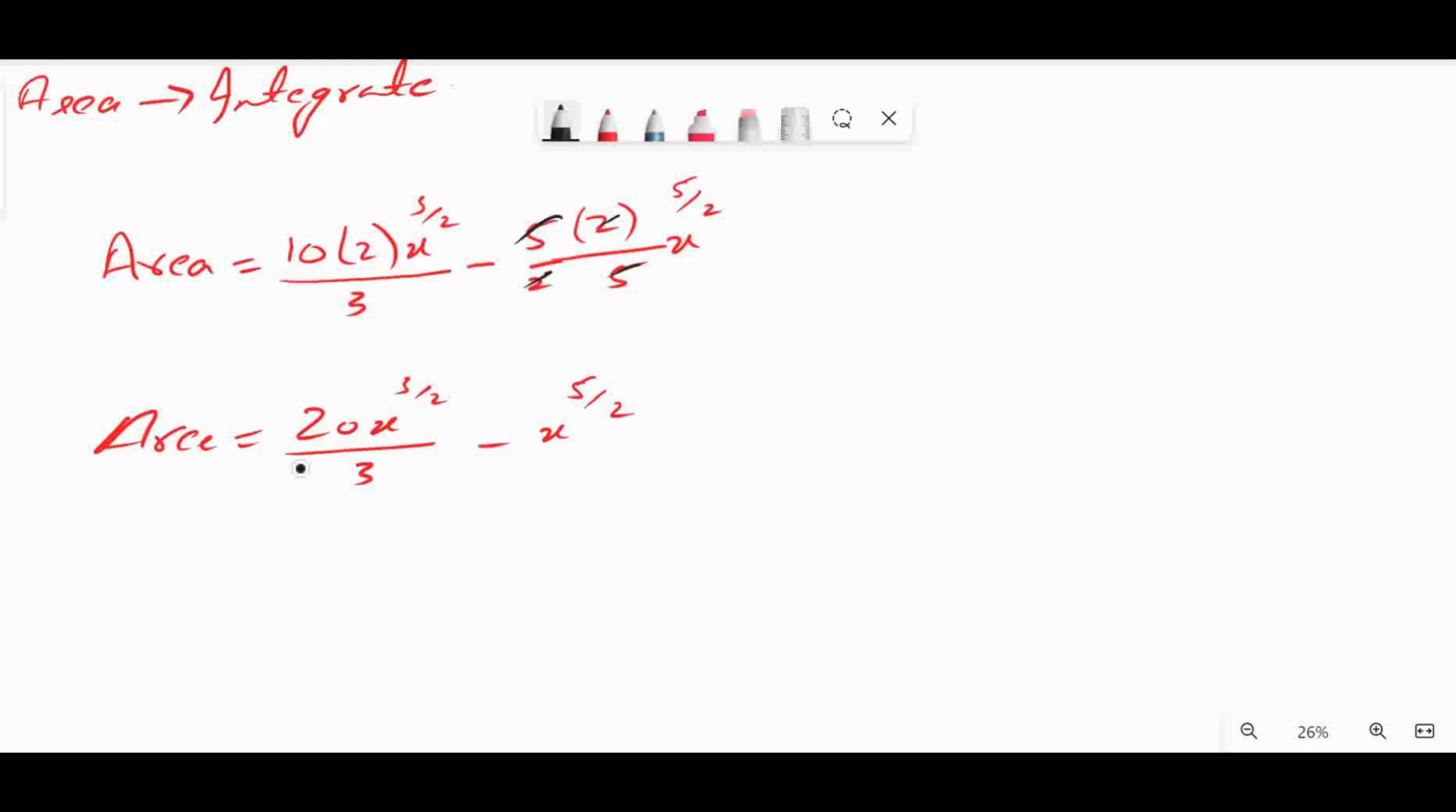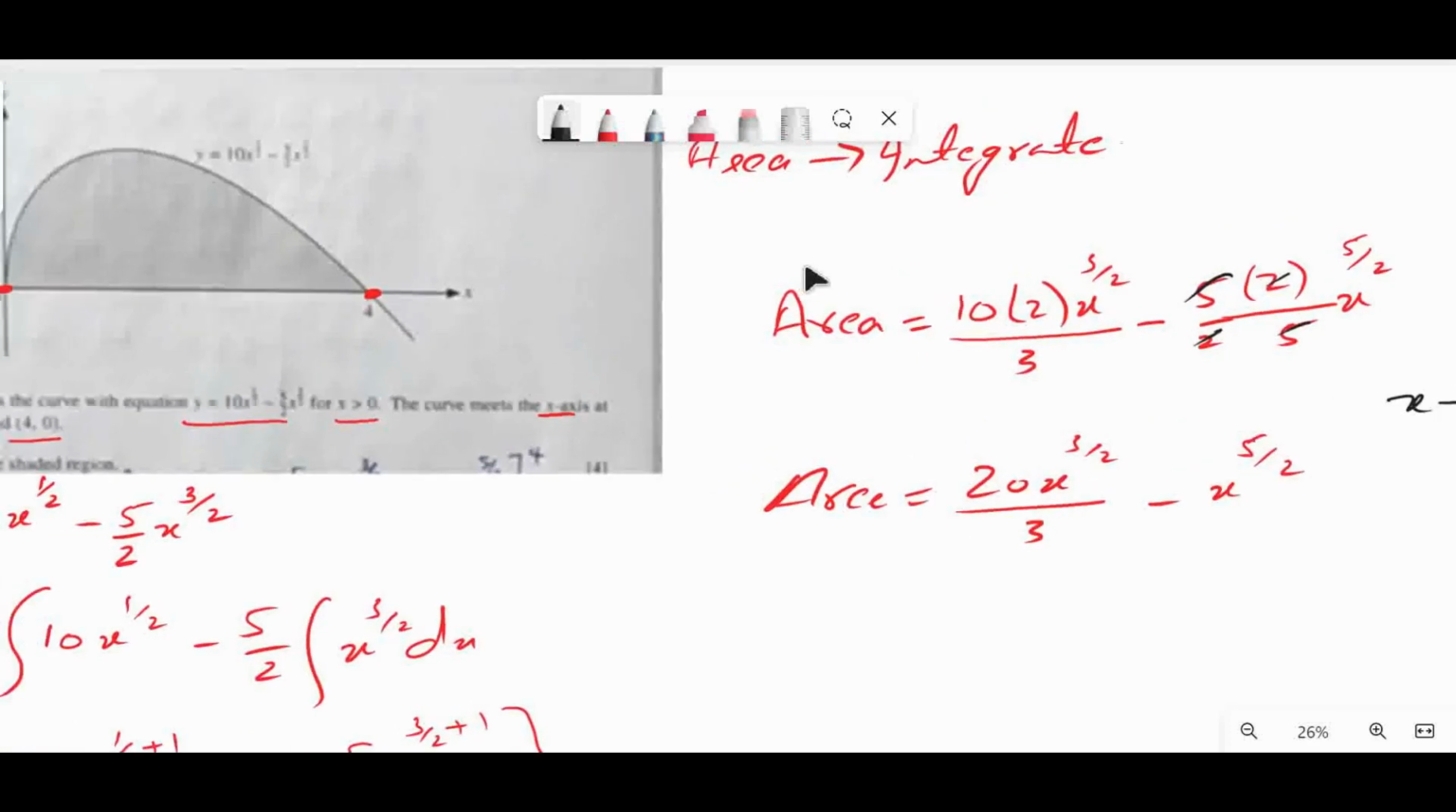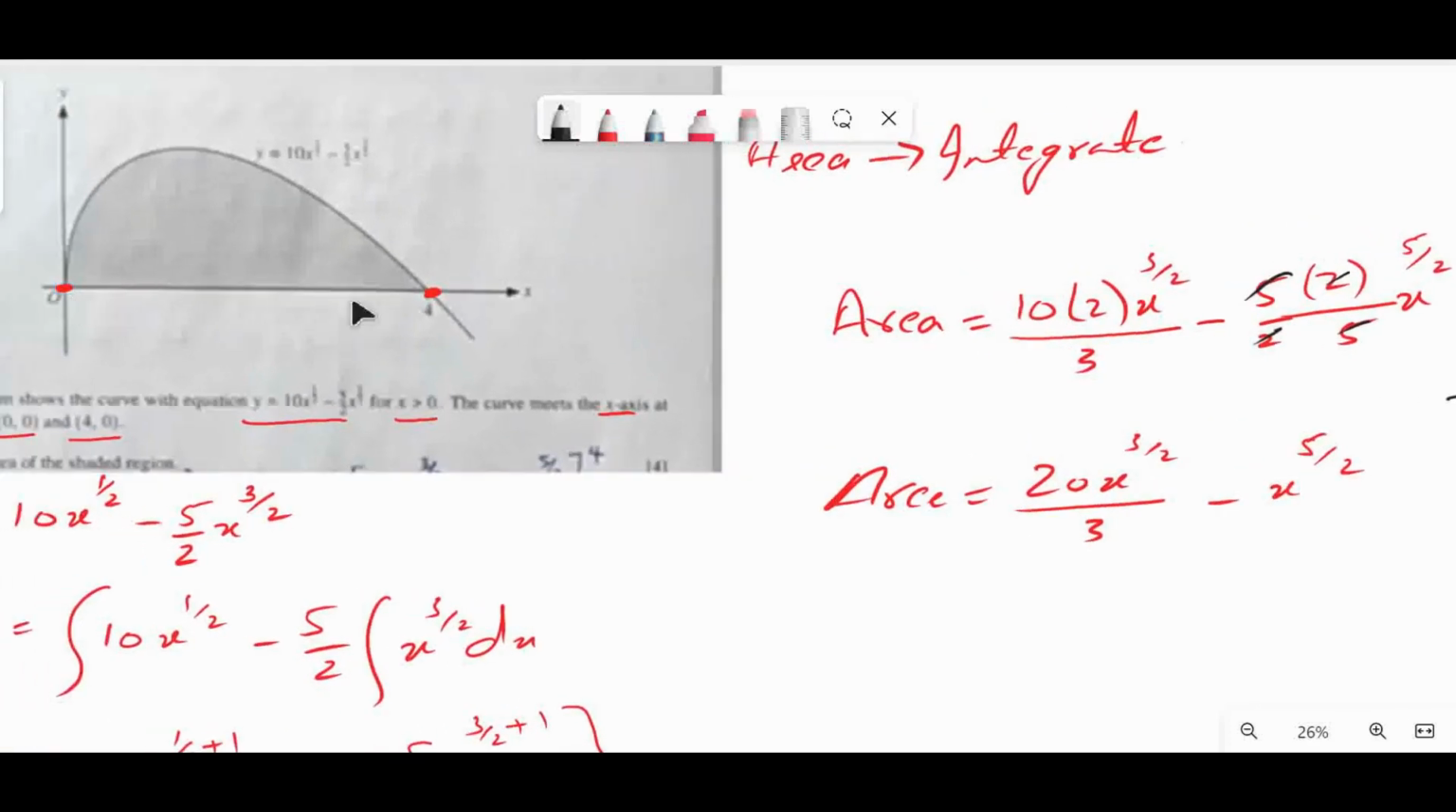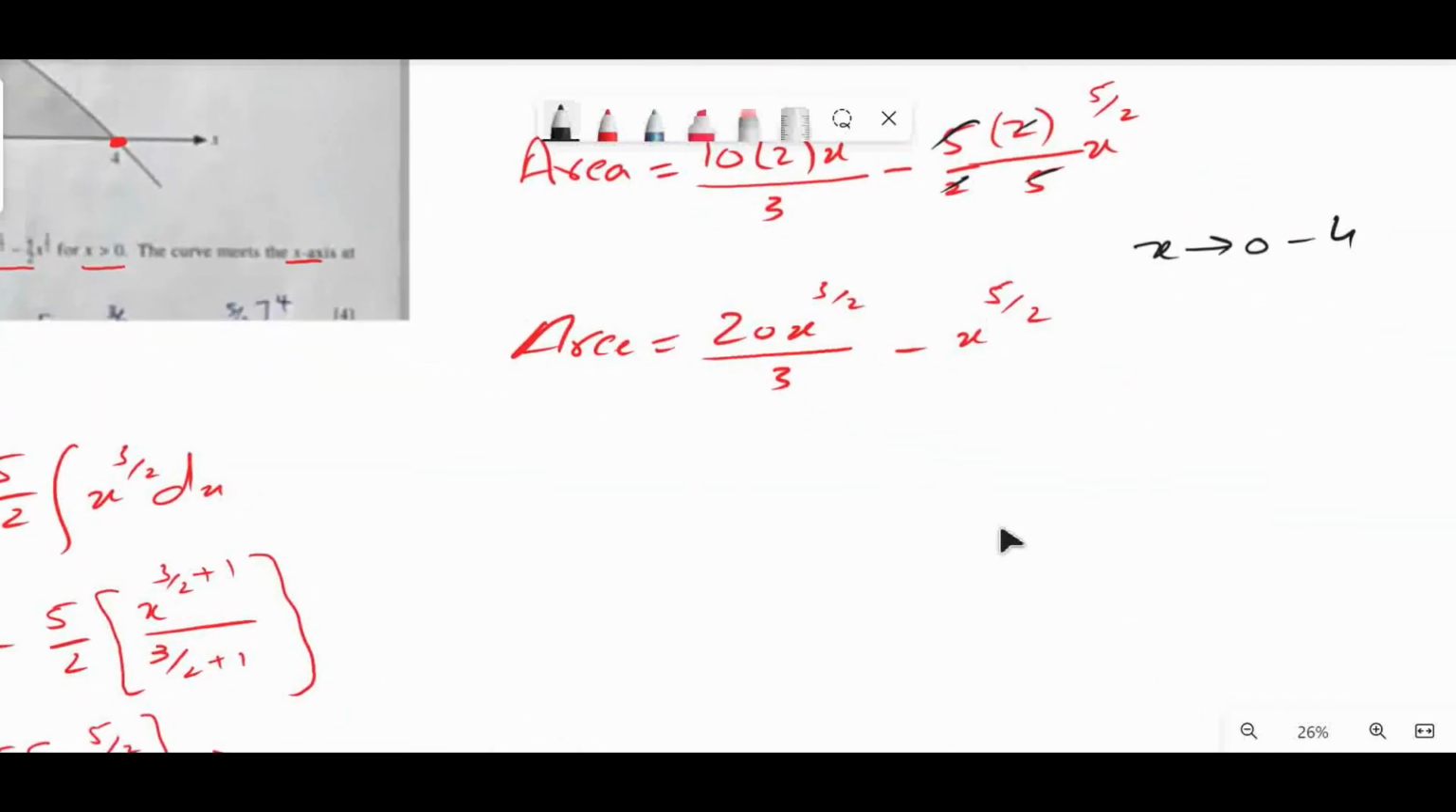So the next step is, the limits are given to us. As we can see, we have to integrate with the value of x from 0 to 4. We can see in the question that it starts from 0 and ends at 4. So we simply have to put the limits over here, from 0 to 4, so simply apply the limits.